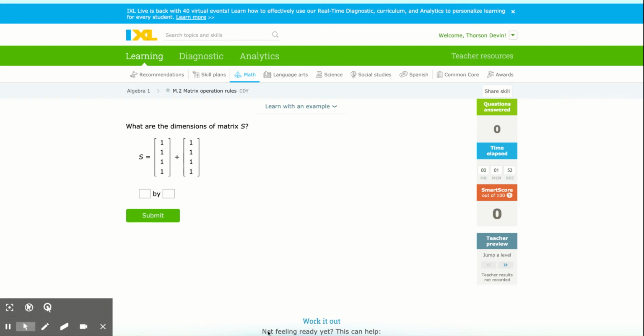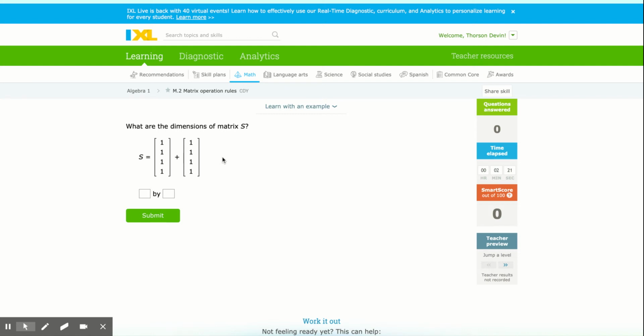Welcome. In today's lesson, we are going to be talking about the operation rules for matrices, which basically just means what matrices can we add, what matrices can we subtract, what matrices can we multiply together, and what matrices can we multiply by a scalar, and what is the result as far as the dimensions. So for instance, this first one, it's just asking us to add these two matrices together, but it's not asking for what the actual outcome is, just what is the dimensions.